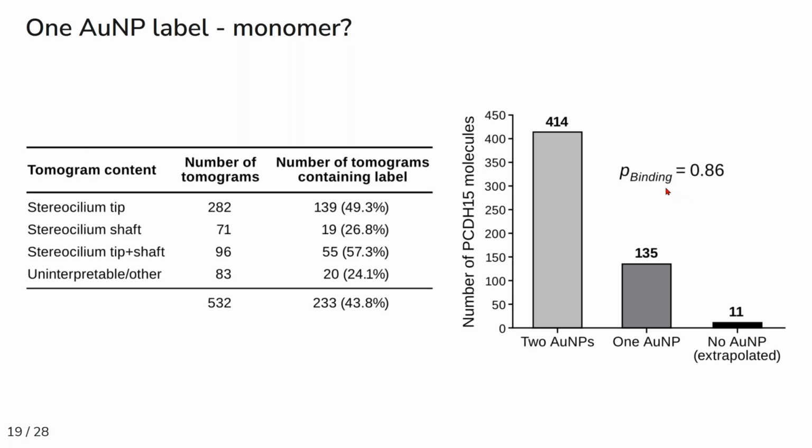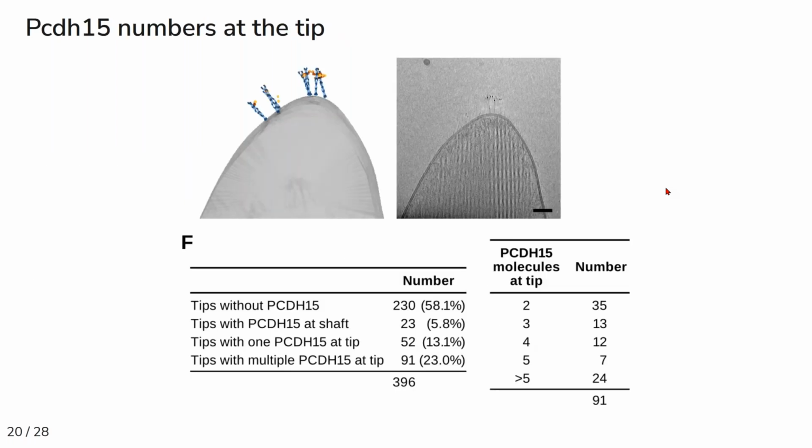Of course, the assumption that the binding is independent might not be true. It's very possible that it's cooperative, but it gave us some rough idea about how well the binding works. So coming back to the fact that there are multiple protocadherin-15 at the tips, we looked at all the tips that we were able to image in our tomogram, and found that in more than half of them we didn't see any gold nanoparticles, and therefore presumably no protocadherin-15.